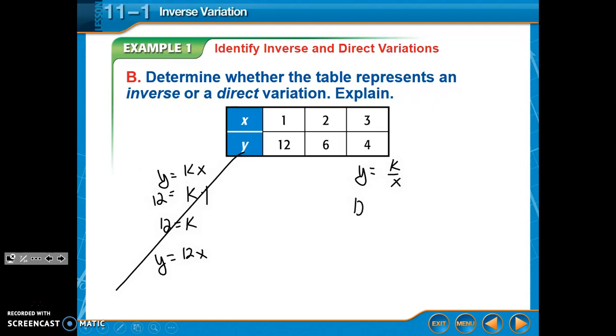So I'm going to put in 12 for y and 1 for x, and I get k is 12. So I want to know if y equals 12 over x works for each of these. If I put in 2 for x, 12 over 2 is 6, so it works. If I put in 3, 12 over 3 is 4, so it works. So in this case, this is going to be inverse variation.